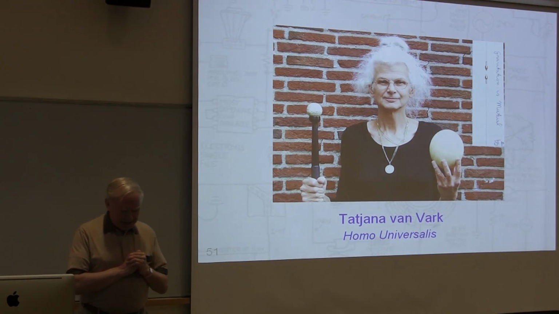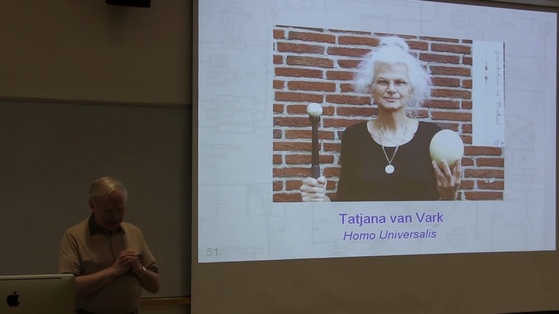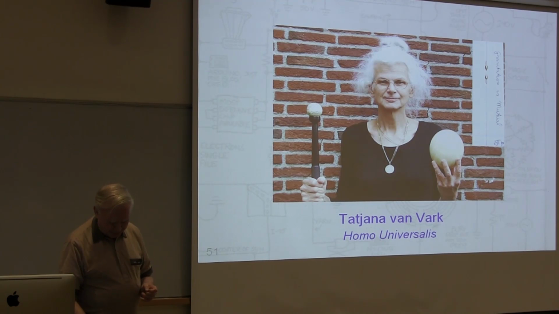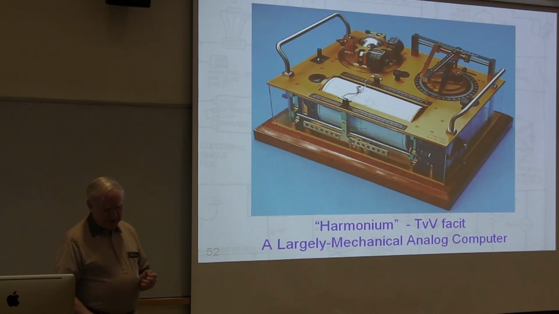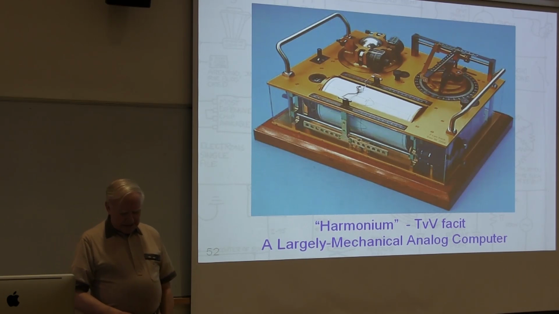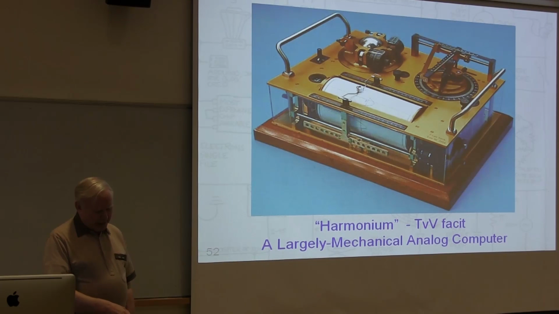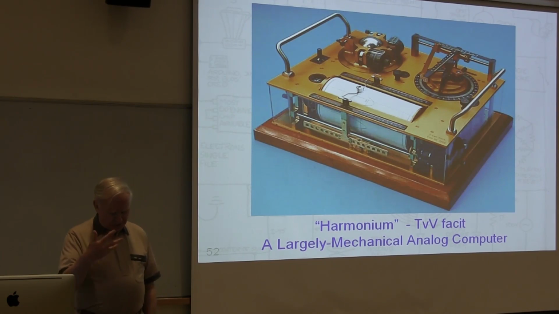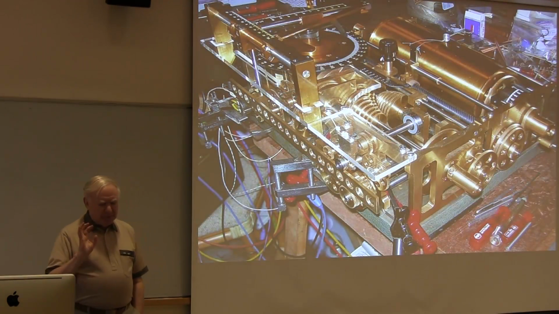She's an odd gal. Tatiana Van Vaak. And on her equipment, she always puts TDT Fesset. TDT made it. And this is one of the things she made. This is called a harmonium. It's a mostly mechanical analog computer for the analysis of spectra, basically. But it's mechanical, and if you look inside, it is beautiful.